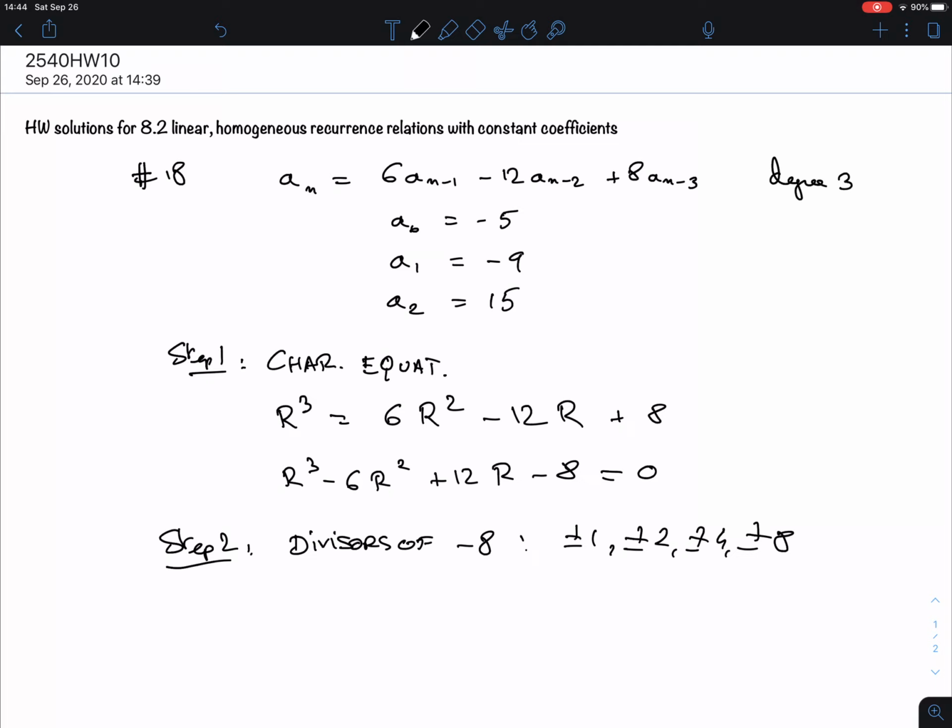2. Okay, let's do what 2 is. Then we get an 8 minus 24 plus 24 minus 8, and that is 0. So we see that r is 2 works. So r is 1, nope. R is negative 1, nope. But r is 2, it works. You see, sometimes you have to try a little bit more. It's not always the very first one that you try that works.